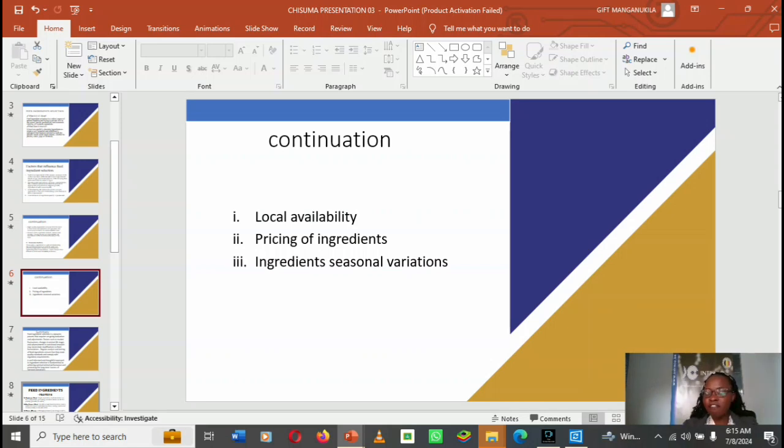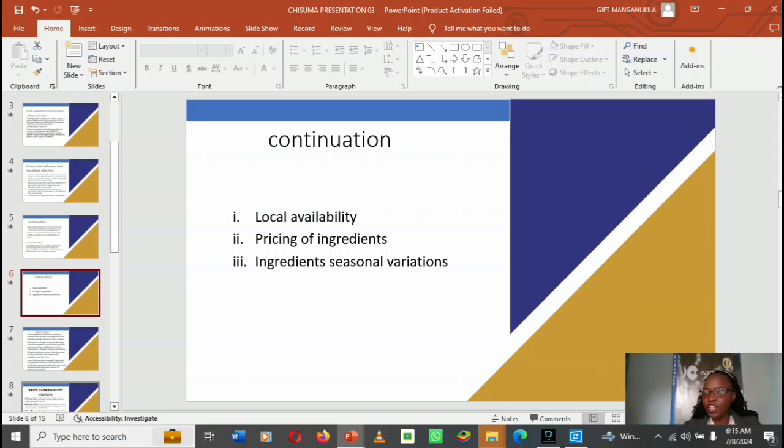So local availability: what is it that is locally available in your area before you can start using that particular thing? Select things that are readily available. For proteins, what is it that is available in my area? For carbohydrates, for minerals and vitamins, what is it that is available?